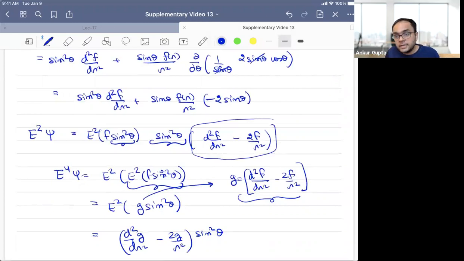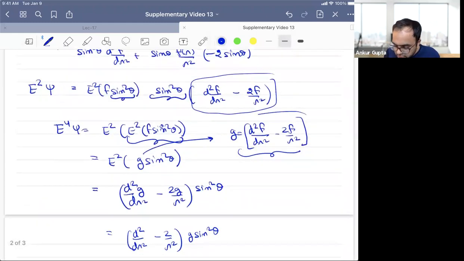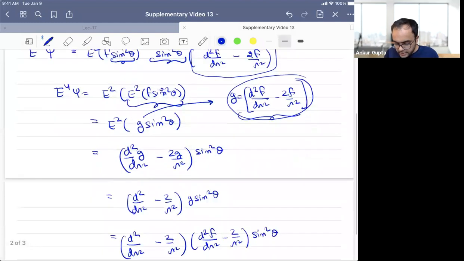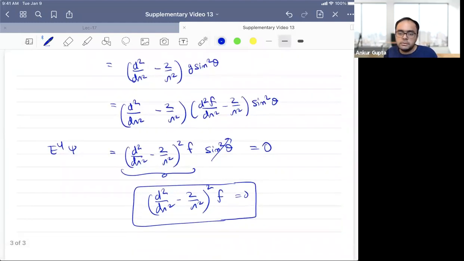And now we want to apply the same operator again. But why do all the hard work when we can simply say this is a function of r, like G(r), and just use the result we derived earlier to write it as d²G/dr² minus 2G/r², where G is the function calculated in the first step. And essentially, we get the E⁴ operator equal to 0.